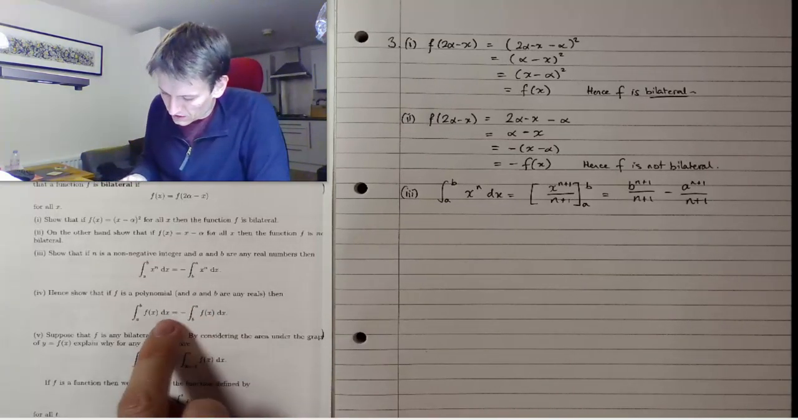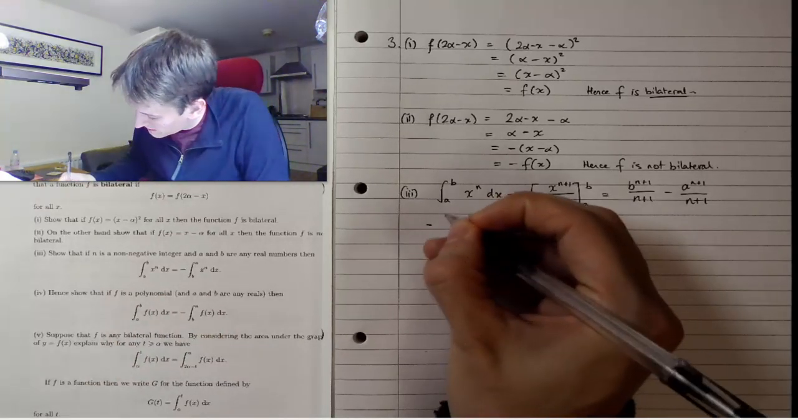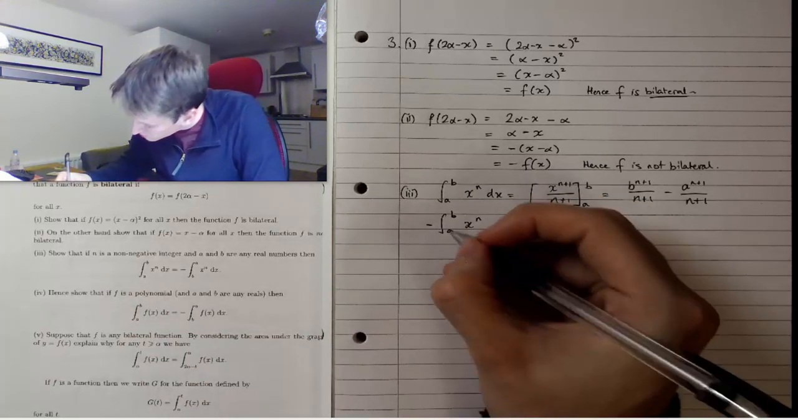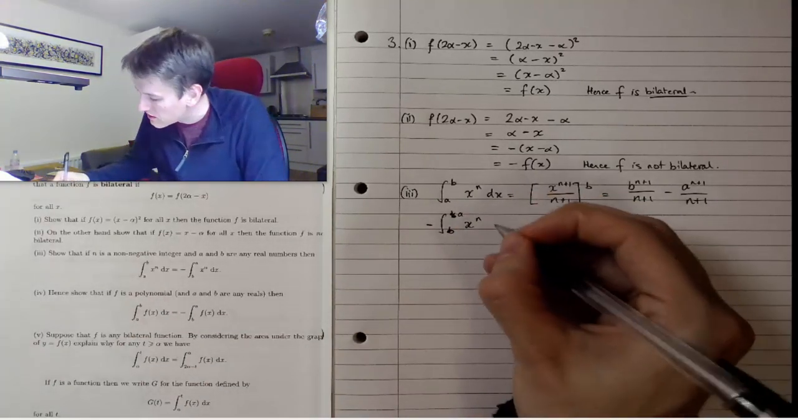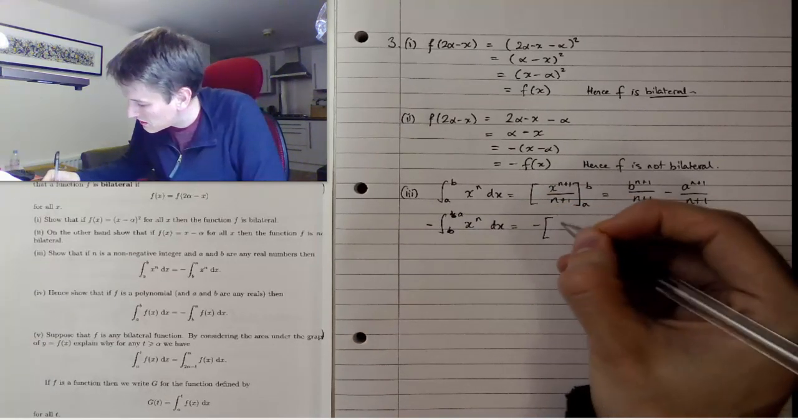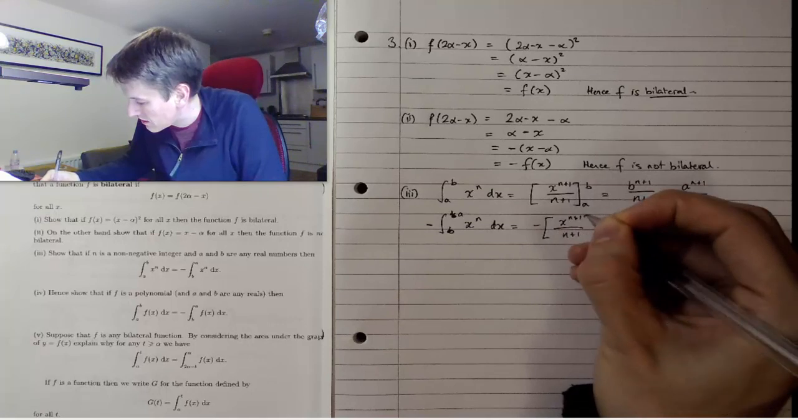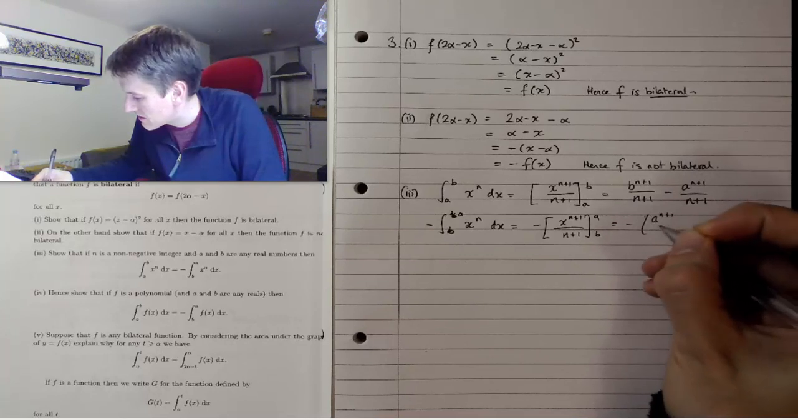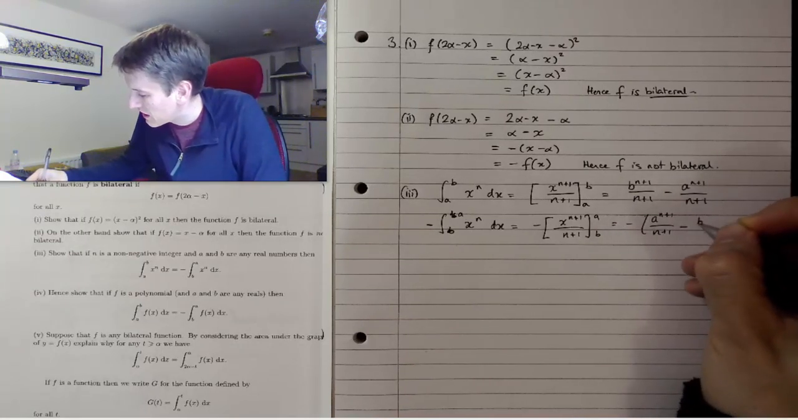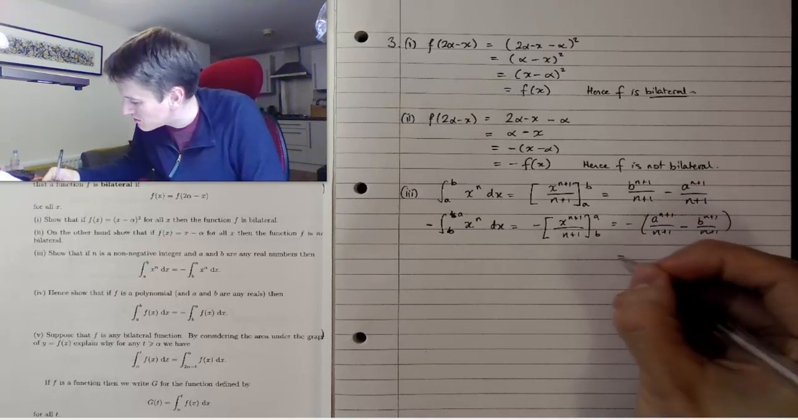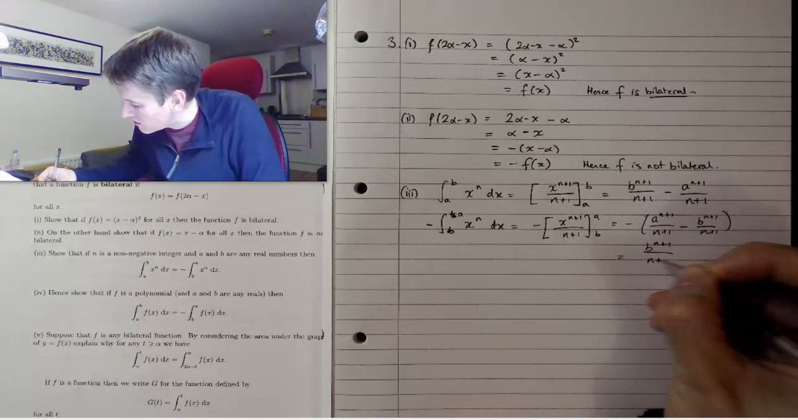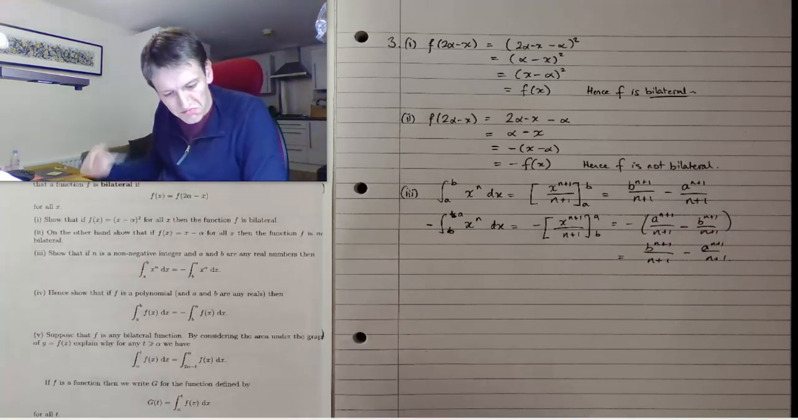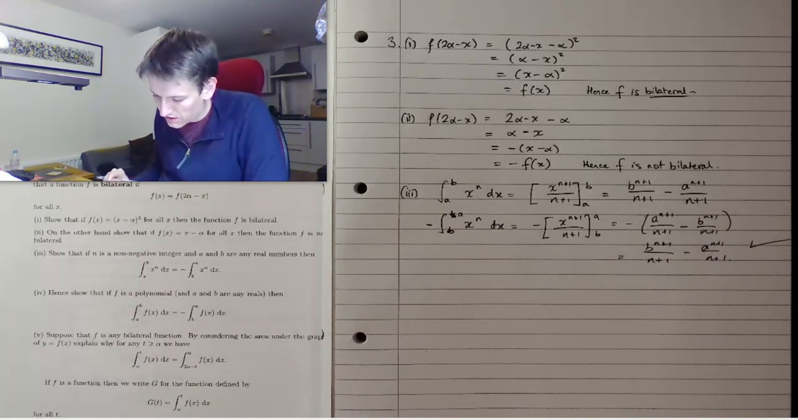Whereas if we look at the other side here, we've got minus the integral from b to a of x to the n. That's minus, it's the same thing here, but we've got the limits reversed, so I get minus a to the n plus 1 over n plus 1 minus b to the n plus 1 over n plus 1, which is just the same thing as we had above when we expand the brackets. So I think we're done now.